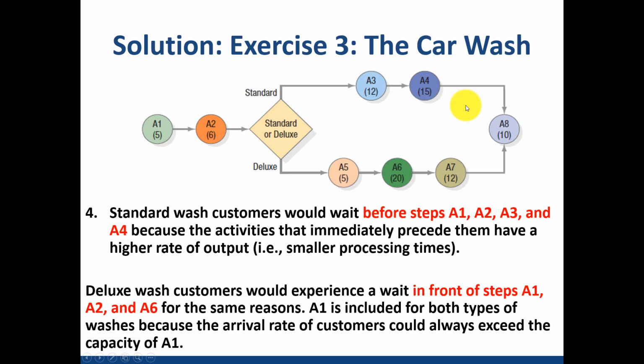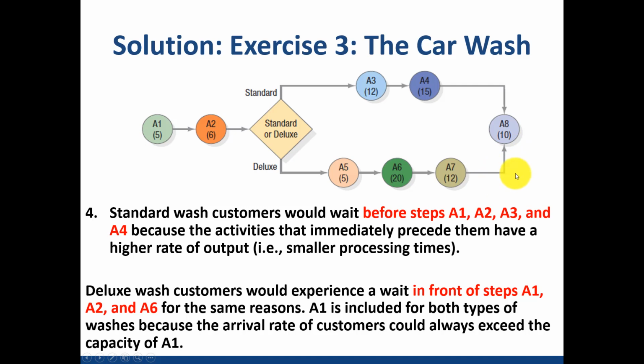So what about the deluxe? Same story, in front of steps A1, A2, because this is a common step, and A6, only here. A5 is just too fast for A6, but here we don't have an issue because that is faster, and customers are going at a very low rate. That is 3 every hour, and this A7 has a capacity way higher than 3 an hour. So here we don't have to worry, and we can also argue that here as well not. A8 is super fast. So that's also no WIP, no waiting lines here.